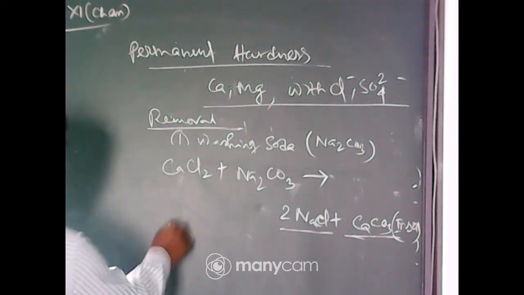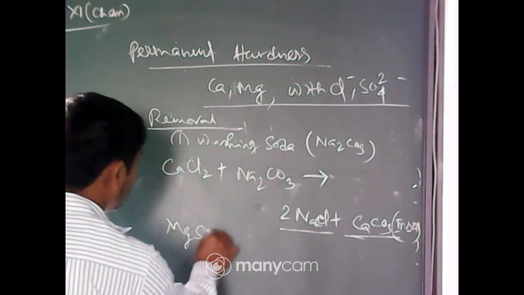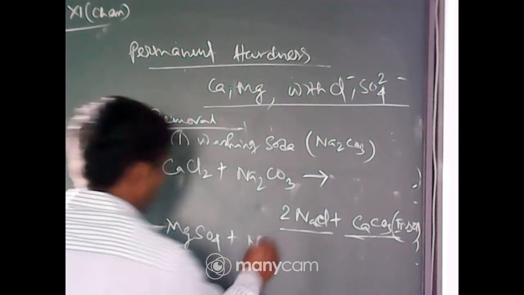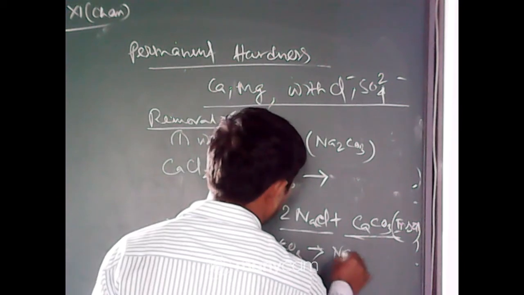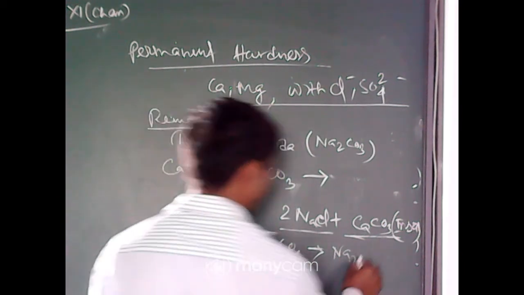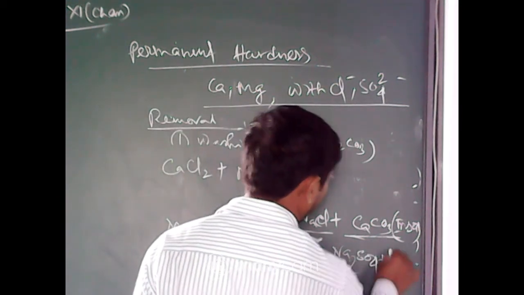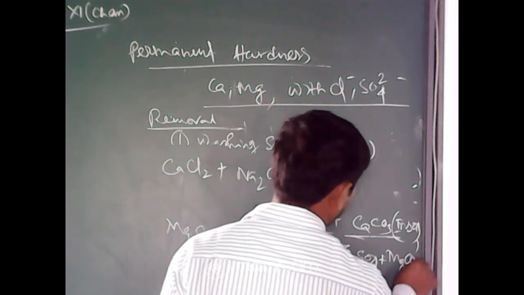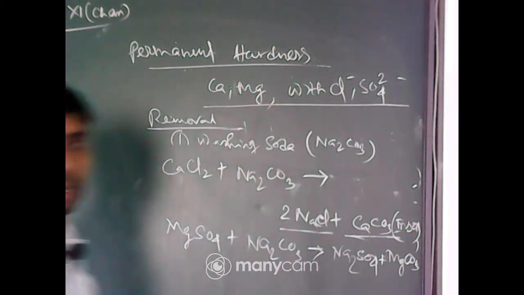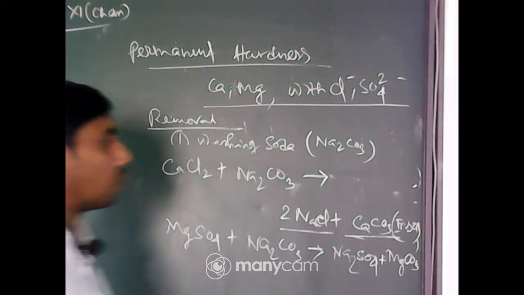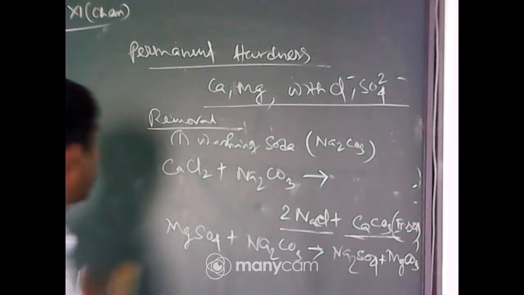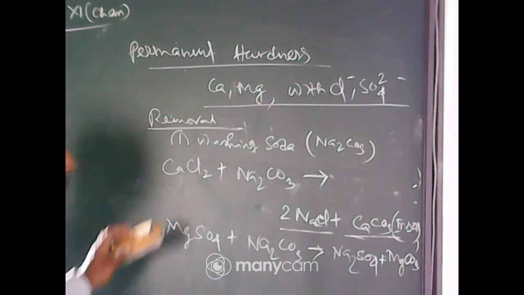Suppose magnesium sulphate is there, then Na2CO3 will produce sodium sulphate and magnesium carbonate. Again, magnesium carbonate can be separated by filtration. So, this is the washing soda method. Okay. Clear up to this?